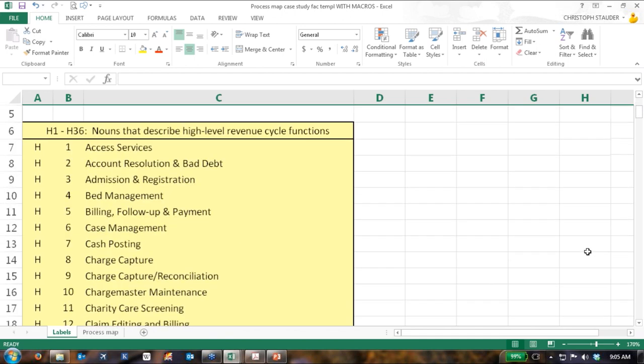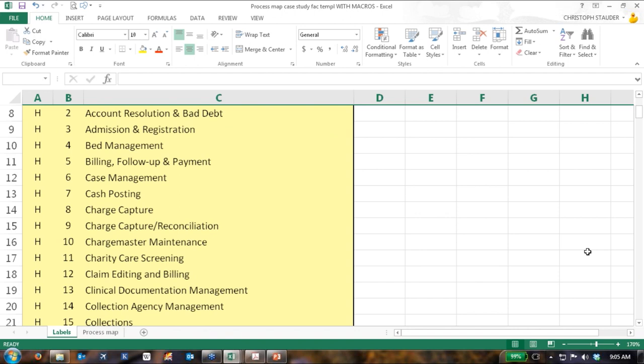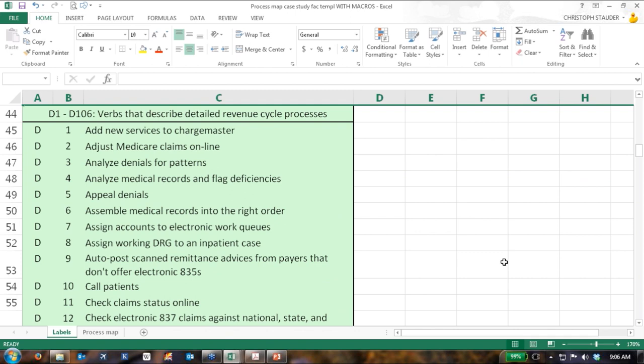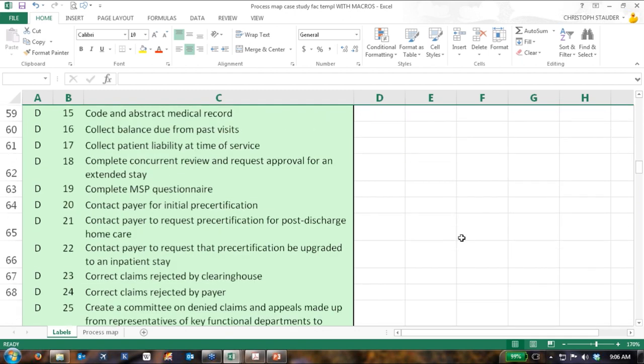How did I come up with this list? Well, I work in the revenue cycle at least part of the time myself. I didn't want to trust my own knowledge here, so I went through a number of HFMA magazine articles and extracted from them what seemed to me all of the possible names that one could apply to these high-level boxes. So there's a choice of 36 of those. And then here are 106 verbs that denote detailed revenue cycle processes. Again, these come out of reading HFMA articles. I didn't make any of these up. I just simply extracted them. I abstracted them from the magazine, and I put them in alphabetical order, which very nicely scrambles these headings.